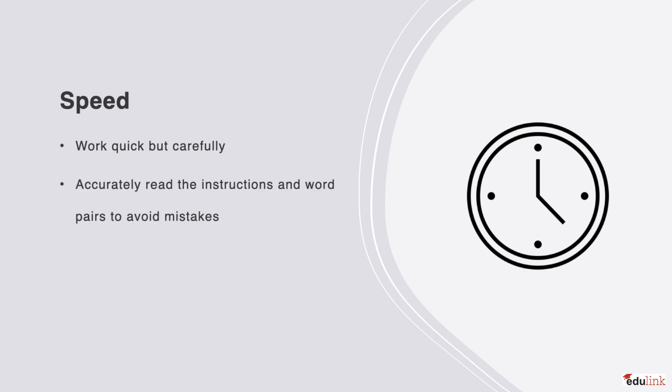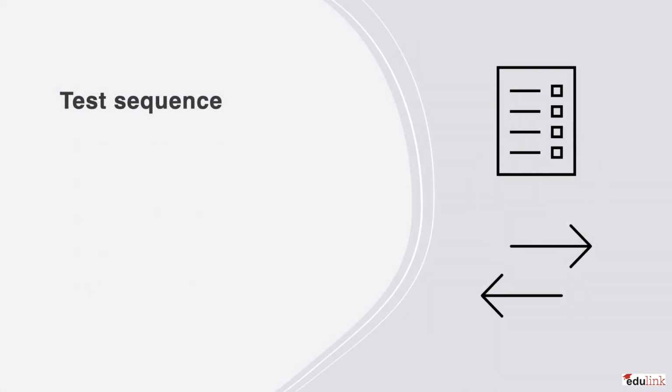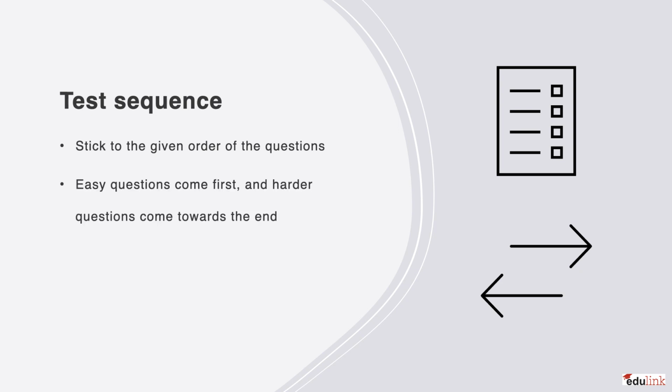Now to the topic of speed. You should work quickly but carefully. Accurately read the instructions and word pairs to avoid mistakes. And if the breakdown of time per question is 27 seconds each, maybe save up some of that time to put towards harder questions by getting through the easiest questions first. Because the sequencing of the test questions has easier questions first and harder last, you should stick to the given order.